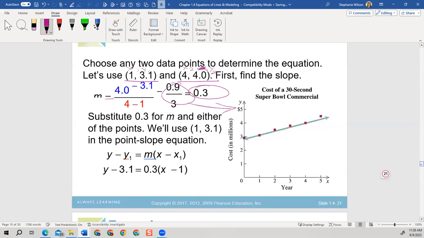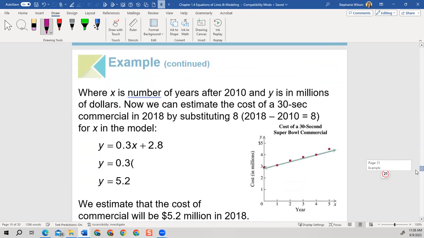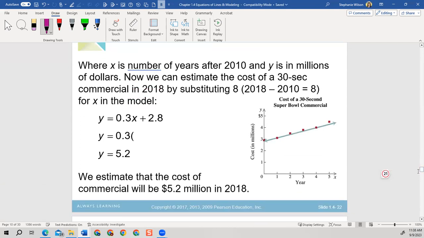And then they said, okay, let's pick either one of the ordered pairs, and they picked this ordered pair, and we put it in our point slope formula and derived our slope intercept form, which gave us a math model that helps explain our data, and if we're increasing or decreasing. In this case, the cost of the Super Bowl commercials is continuously always on the rise.